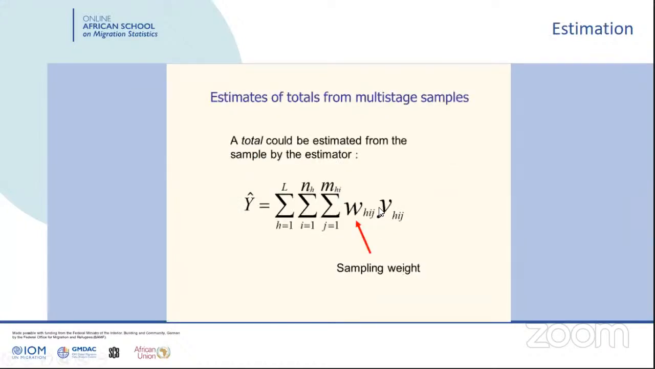This is a sampling weight. What we do when we estimate is to use the observation values, the household income for household hij. We multiply that with the sampling weights, and then we add up over all the strata. This is adding up over households, this is over enumeration areas, and this is over strata, regions, provinces, for example.